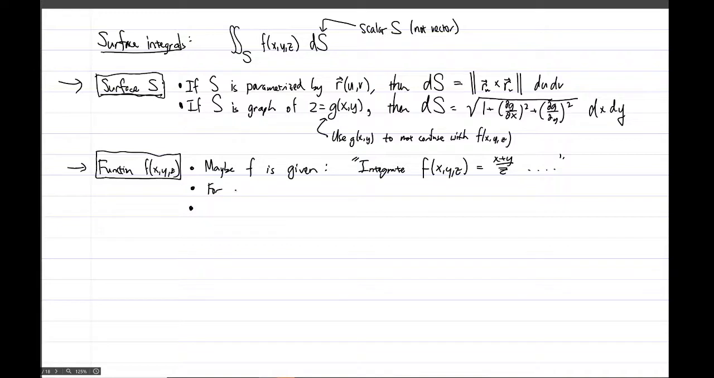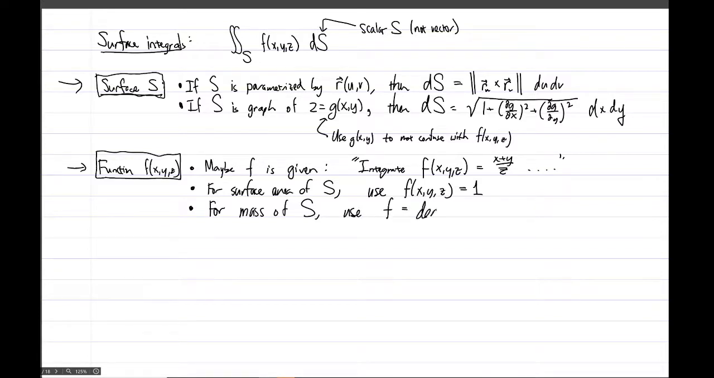Or second, maybe you're asked to compute surface area. For the surface area of S, a question might just say that. Then you just need to use f of x comma y comma z as the constant function 1. If you were asked instead for the mass of S, then use for lowercase f the density function, which is often just called a lowercase rho.